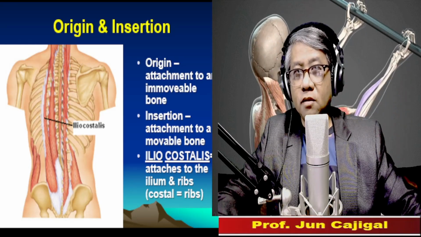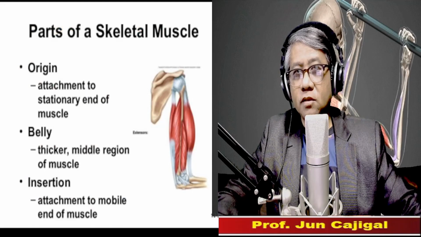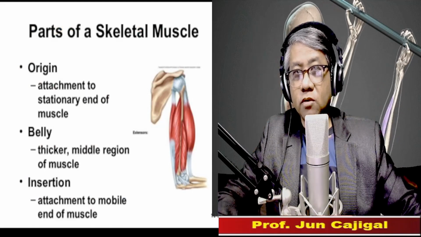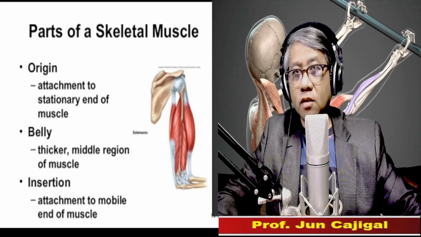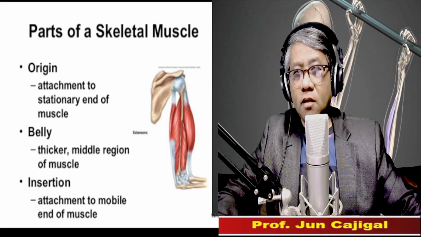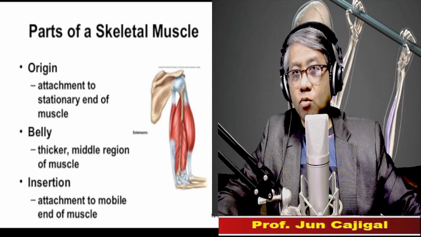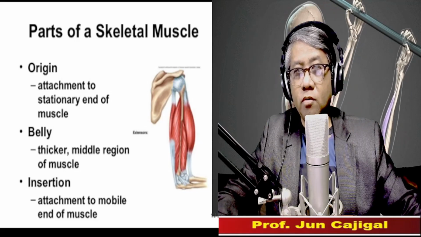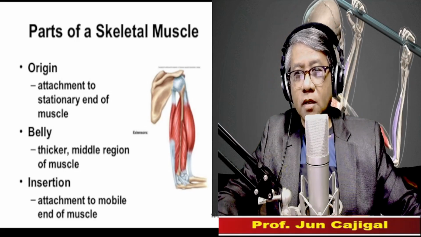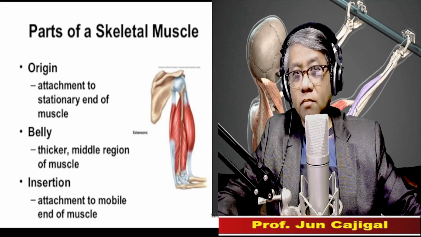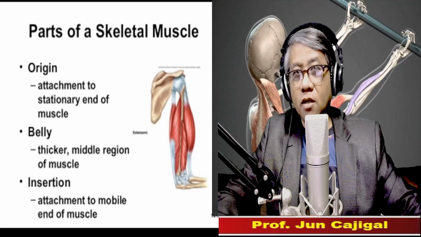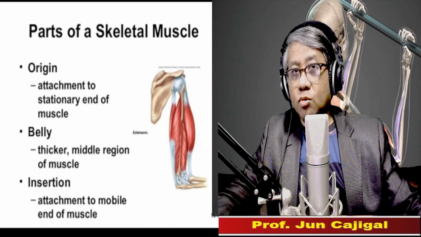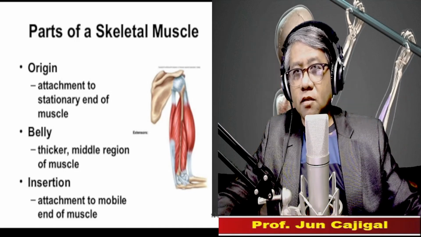Now at this point, let us identify the parts of a skeletal muscle. We mentioned earlier that the point of attachment to an immovable bone is what we call the origin of the muscle, and the point of attachment of the muscle to a movable bone is called the insertion. And again, muscles are attached to our bones by means of tendons. And the thicker middle region of the muscle is known as the belly of the muscle. So those are the parts of a skeletal muscle.